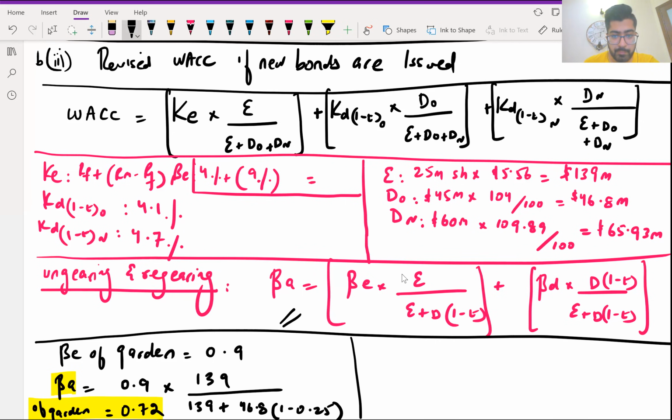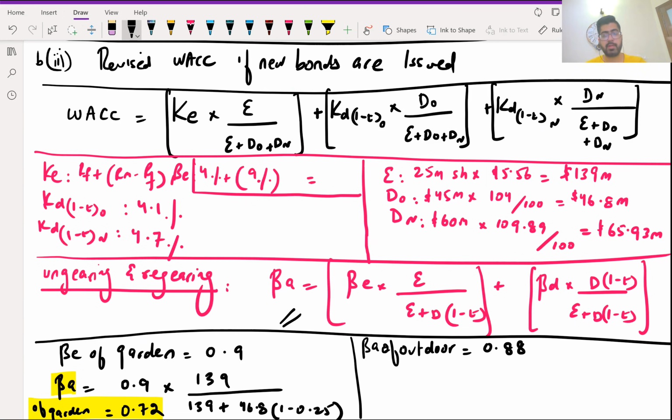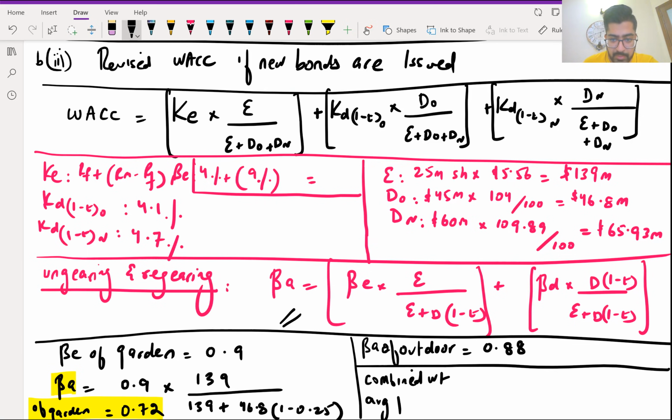Then we have the beta asset of outdoor, which was given as 0.88. If beta equity of outdoor had been given, I would have converted it into beta asset, but beta asset of outdoor is given, and now beta asset of garden is also given. We can now get a combined weighted average beta asset. Now the company has 2 units.